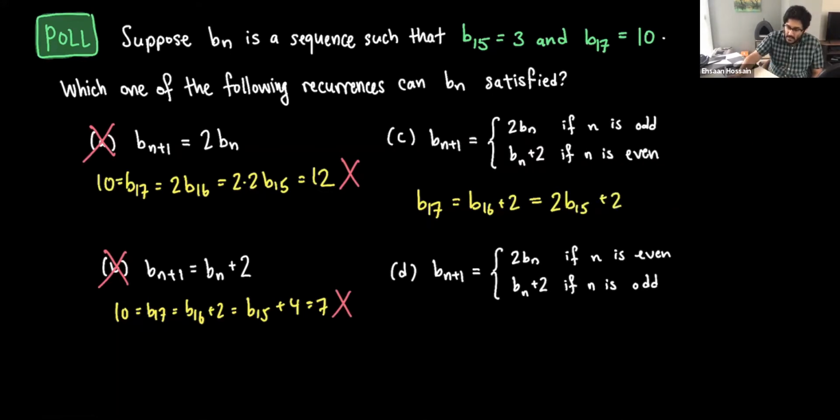So now let's test. B17 is 10. B15 is 3. So I've got 2 times 3, which is 6, plus 2 is 8. So I've got 10 equals 8, and I know it couldn't possibly be C because of that. And then you could check D, but we don't need to by elimination. That's an efficient way to get through it.